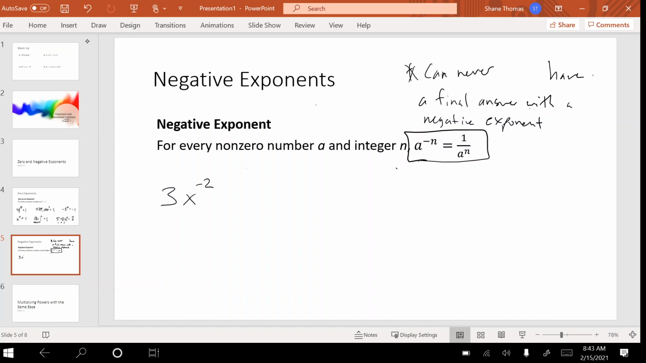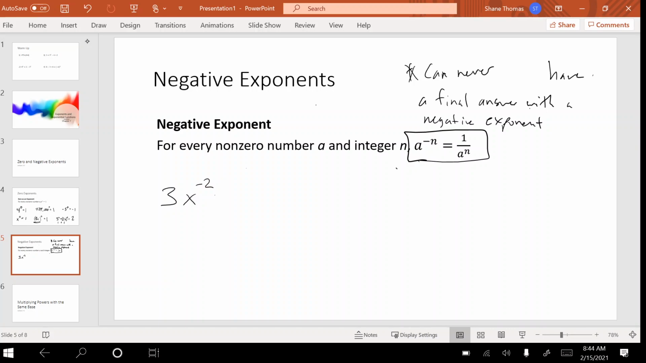Okay, here's where it's a little bit weird. And this is why it's not always necessarily a 1 over top. Okay, so here I have 3x to the negative 2. That exponent, is that with the x or with 3x? It's just with the x. Okay, it is just with the x. Unless it's in parentheses, it's only with the thing that's directly to the left of it. All right, so this negative 2 only goes with the x.